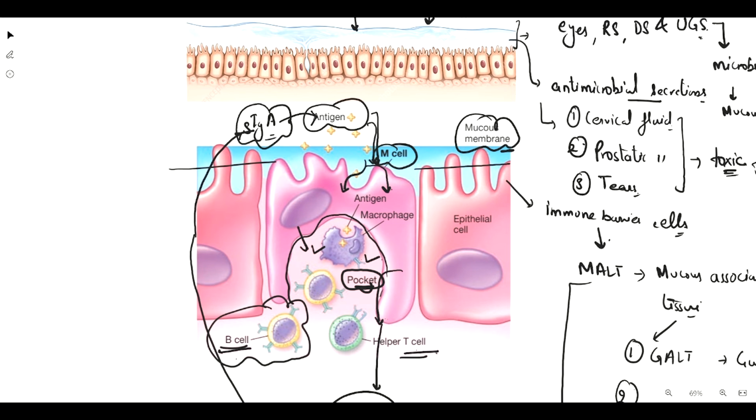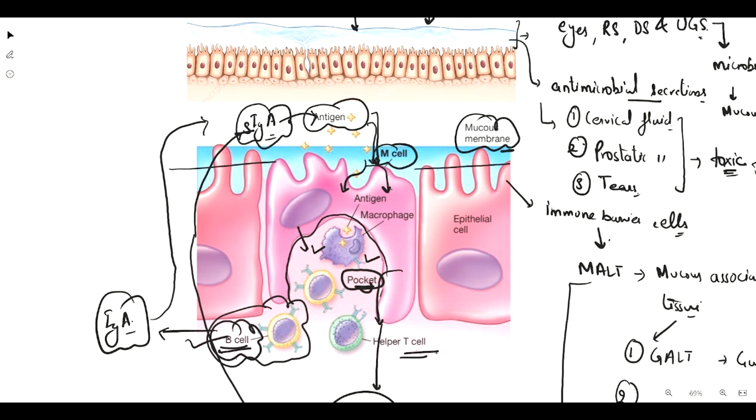But sometimes there are organized follicles rich in B cells, and these B cells lead to the production of IgA. This IgA is secreted from the surface tissue fluid into the gut, and here it interacts with the antigen and helps in the neutralization of the antigens. So this is all about the mucous membrane and the mucous associated lymphoid tissue.